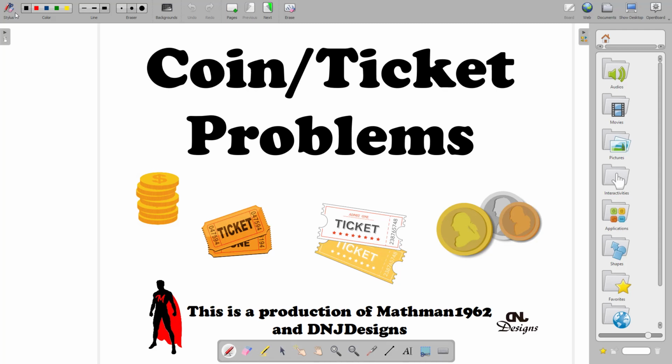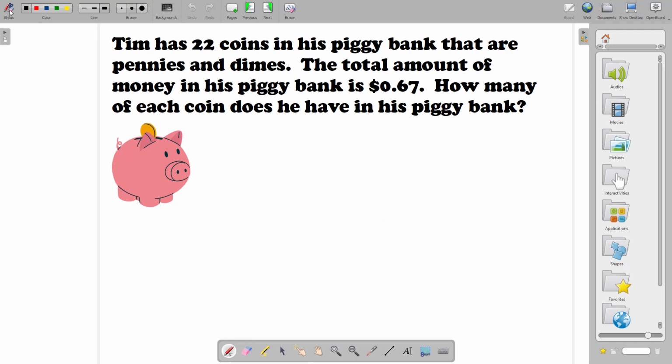Hello again, math friends. Today we're going to look at coin and ticket problems. Let's take a look at our first problem here.